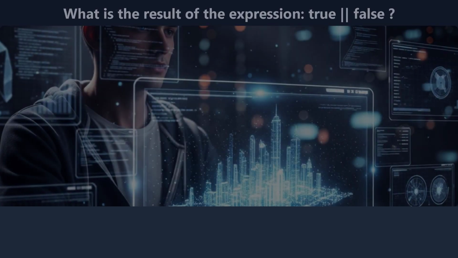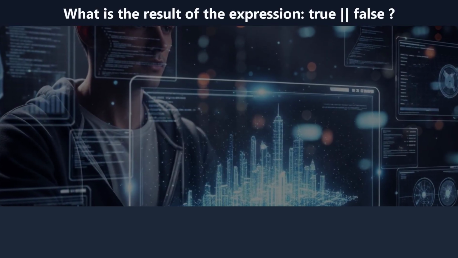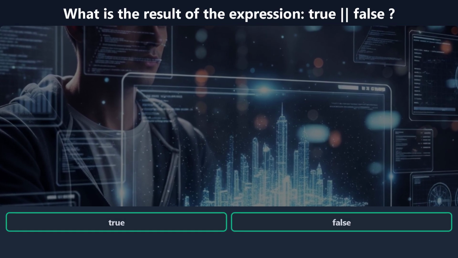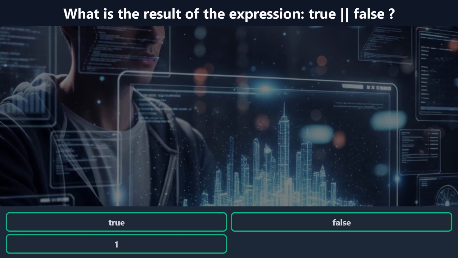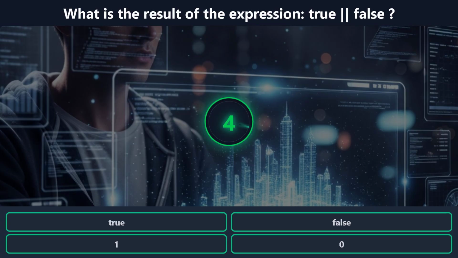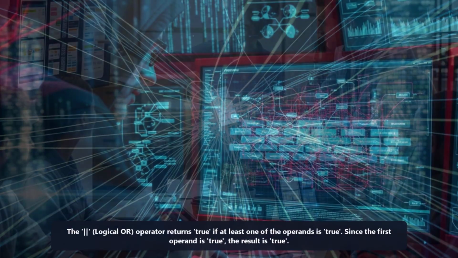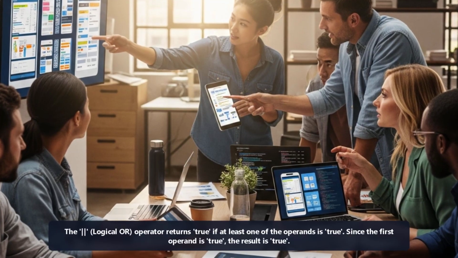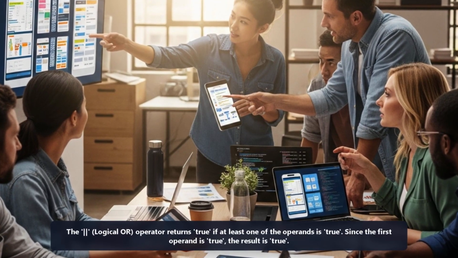What is the result of the expression, true or false? True. False. 1. 0. True. The logical OR operator returns true if at least one of the operands is true. Since the first operand is true, the result is true.